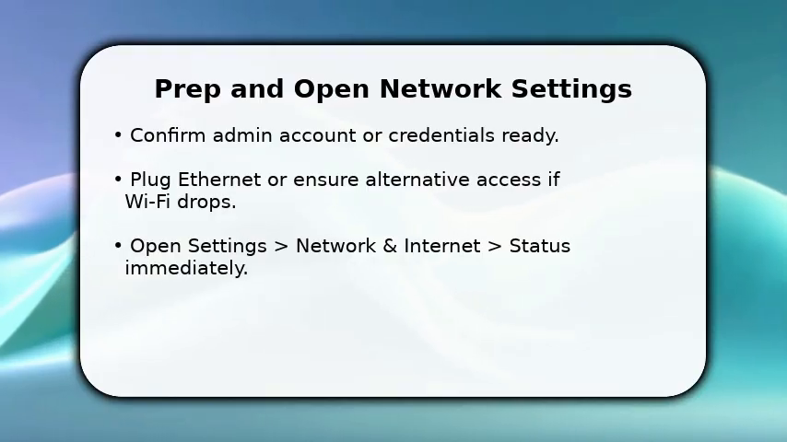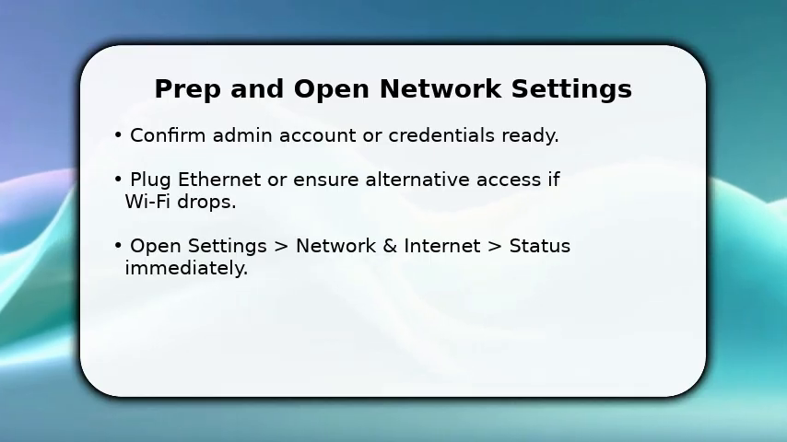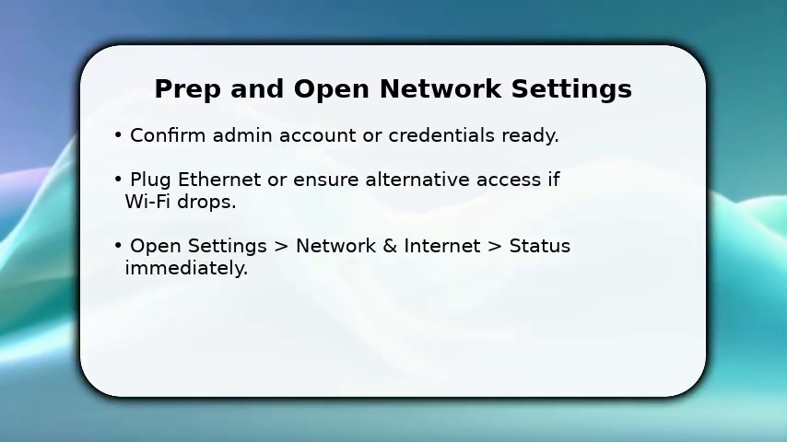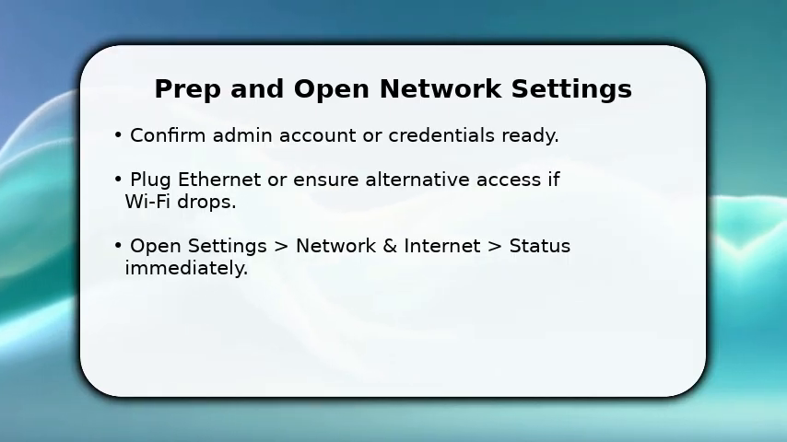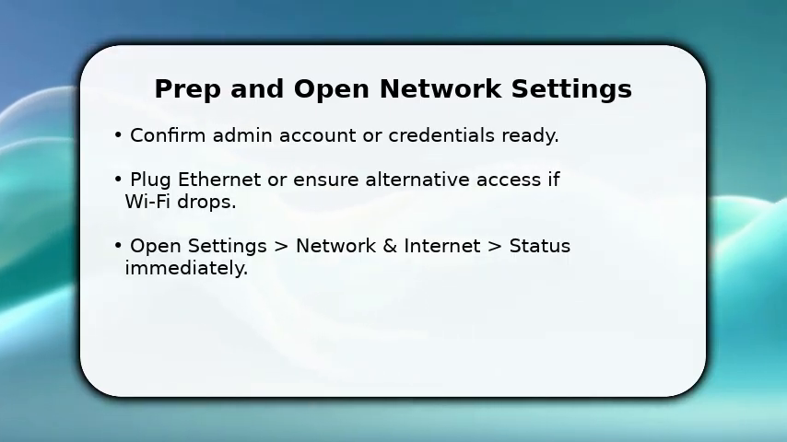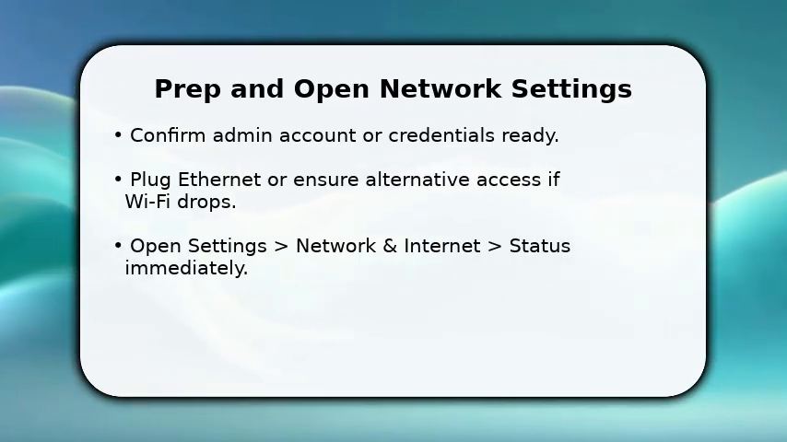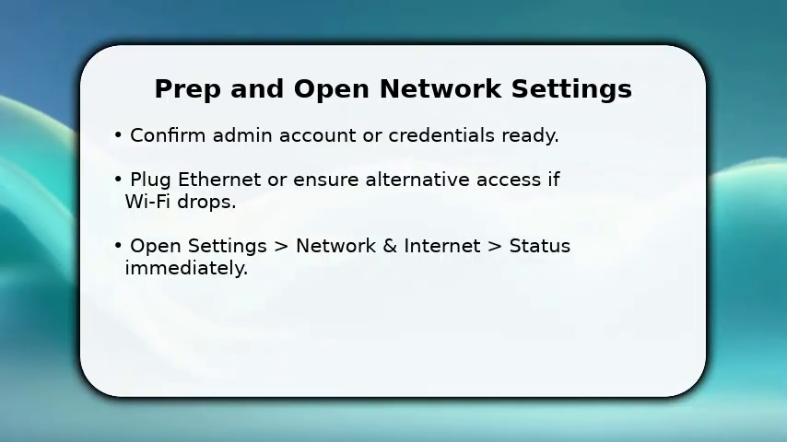You start by preparing. Use an administrator account and keep credentials handy because some resets require elevated permissions. Once ready, plug in an Ethernet cable or have another device for reference in case Wi-Fi goes offline. Now open Start, choose Settings, and go to Network and Internet, then Status. This is where the reset tool lives.